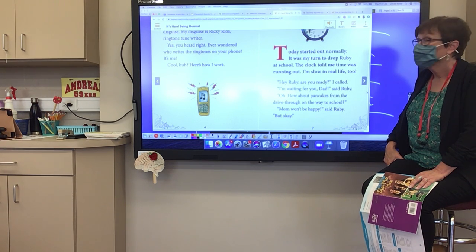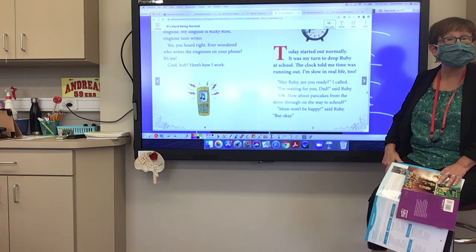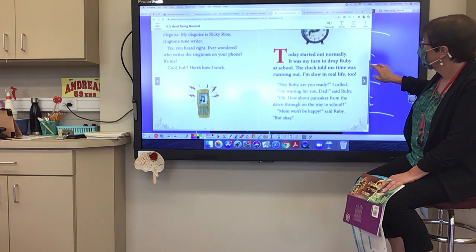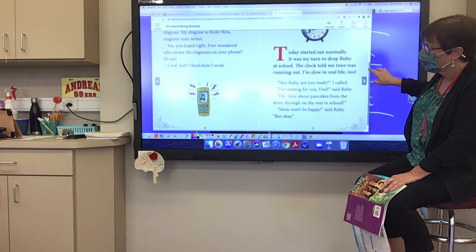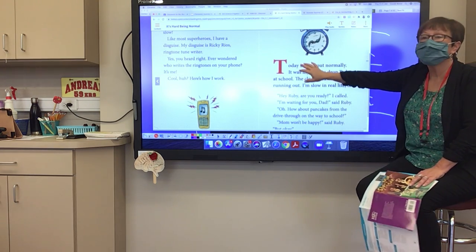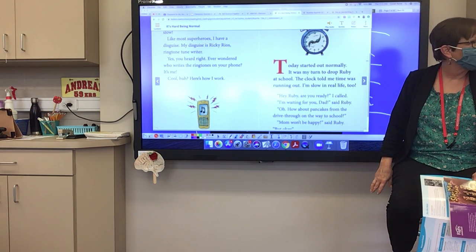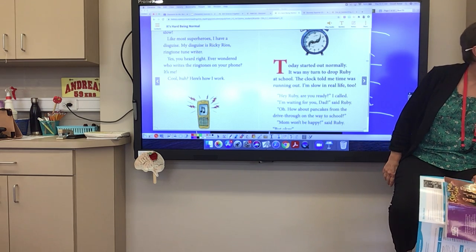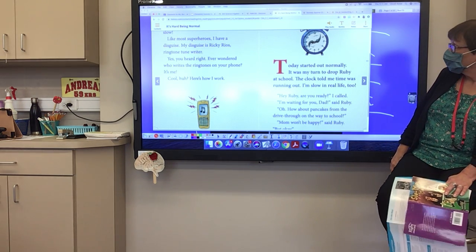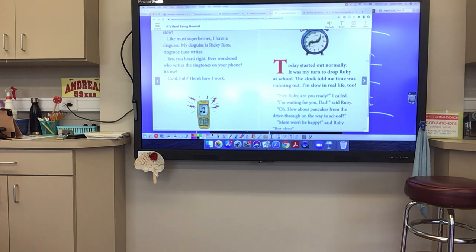But okay. Do you notice anything on this page that's interesting? There's a red T. What else is interesting? It's hard to see the book because of the box. Am I in the way? Okay, now you can see it. Anything else that's so interesting? The illustrations, yes, the illustrations are so interesting.